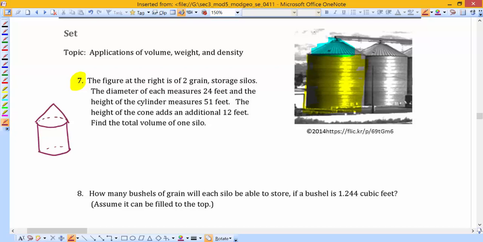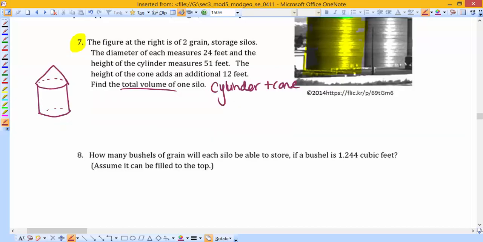So a silo looks like this. So you have a cylinder, you have a cone. It is giving you enough information in order for you to find the total volume. So you have to find each individually. You're going to find the cylinder, and then you're going to find the cone, and you're going to have to add those volumes together.